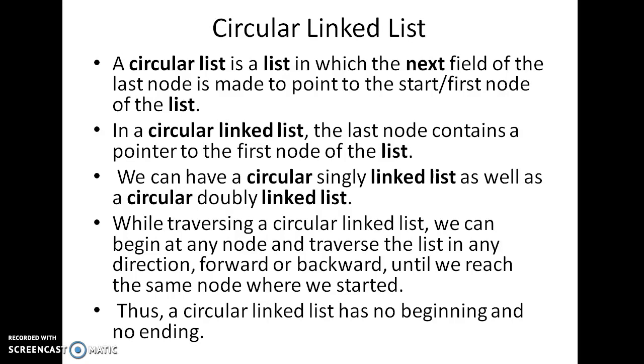Whereas the circular linked list is a linked list where the next field of the last node is pointing to the first node or the starting of the linked list. That means in a circular linked list, the last node contains a pointer pointing to the first node. So a circular linked list can be implemented either for the single linked list or the double linked list.